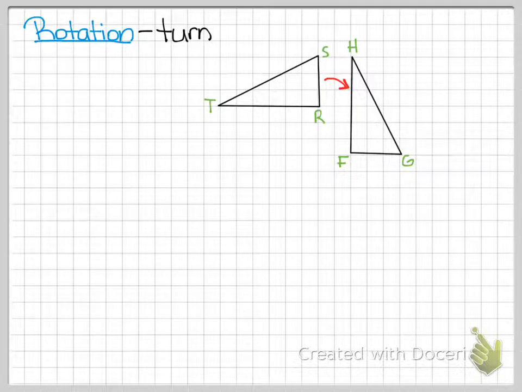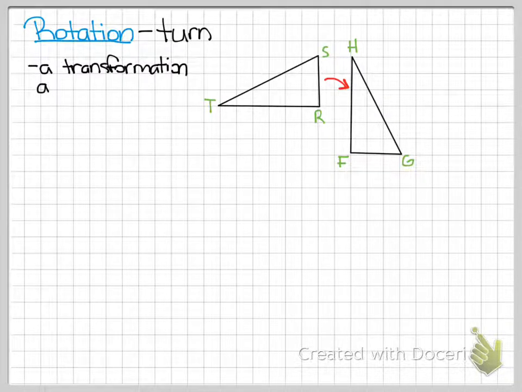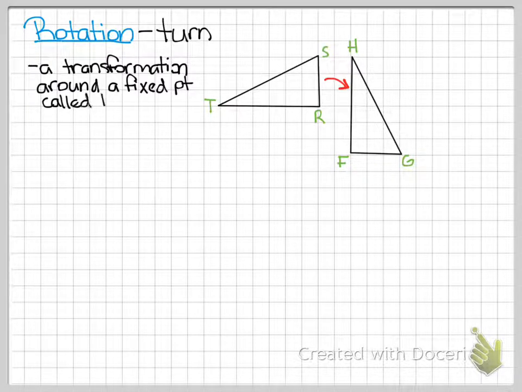All right, another way to think of this is just a transformation around a fixed point. And we call that fixed point the center, or the center of rotation. Either way, you can think of it. So a rotation is just a transformation around a fixed point, some fixed point.